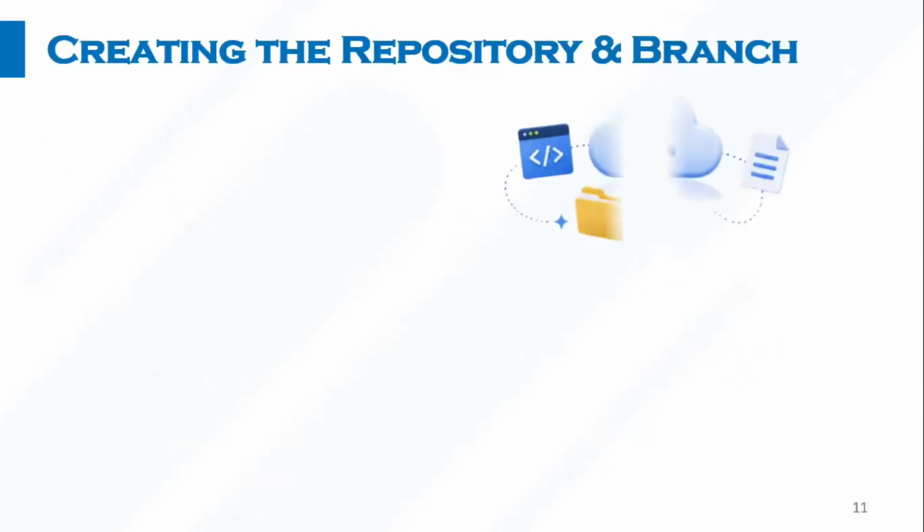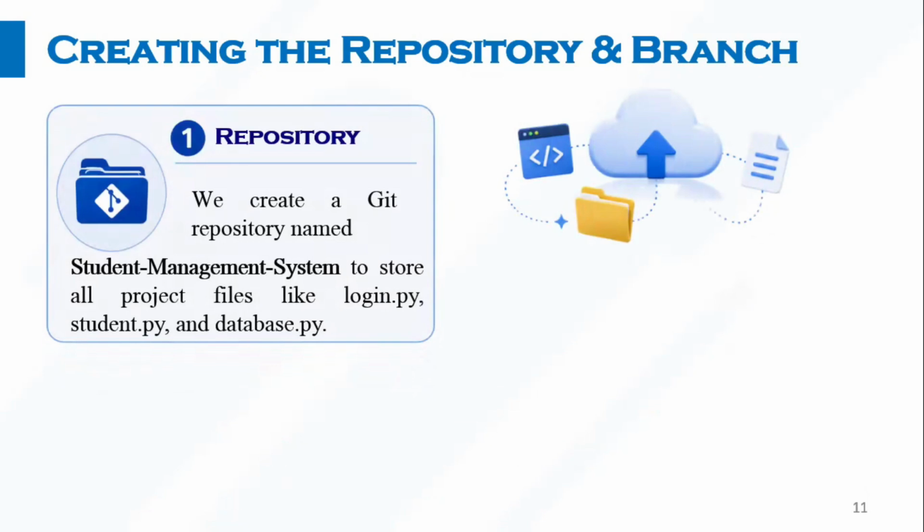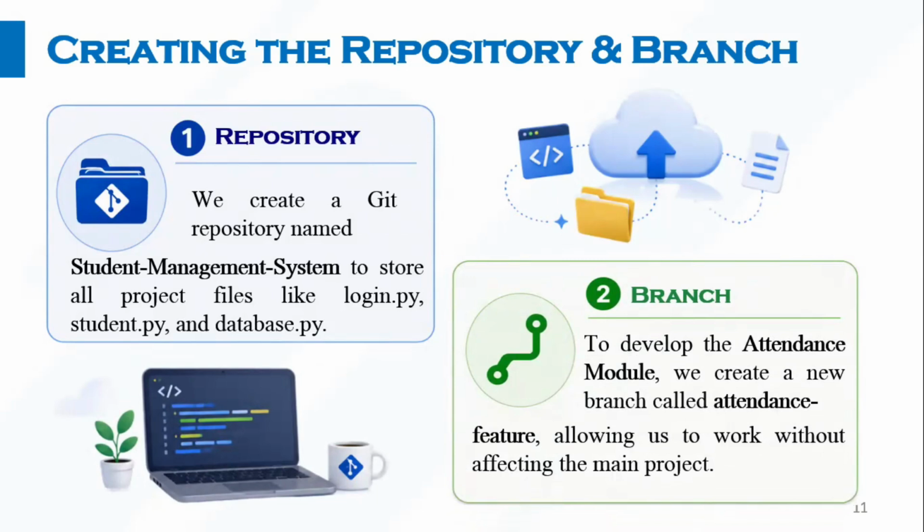Now, first thing is, suppose you have to develop a student management system. First thing is you need to create a repository. So you will need to create a repository with the project name, that is student management system, to store all the project files, that is the login files, student and the database files, etc. We can then create a branch to develop the attendance module.